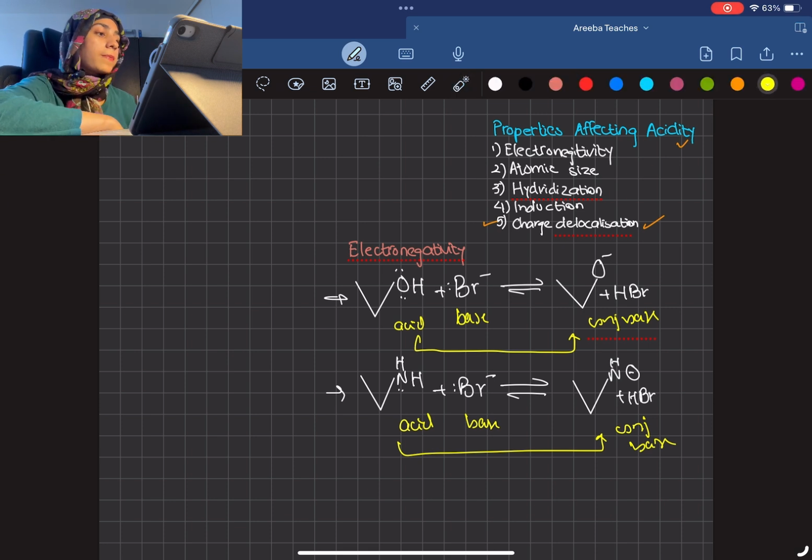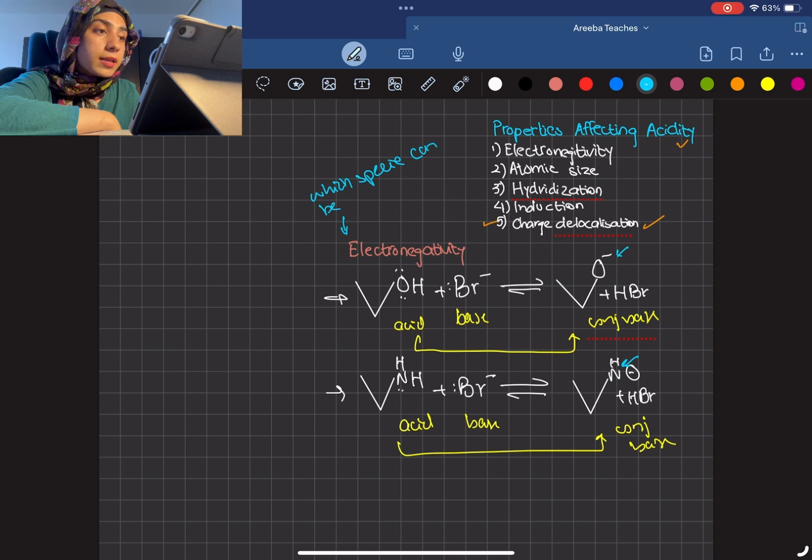So over here I have my oxygen that has a negative charge on it, and over here my nitrogen has a negative charge on it. Now, which one can accommodate a negative charge better? That is what electronegativity means. So electronegativity is which species can better accommodate negative charge. So we know that oxygen is more electronegative than nitrogen.